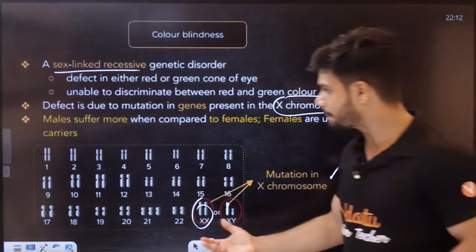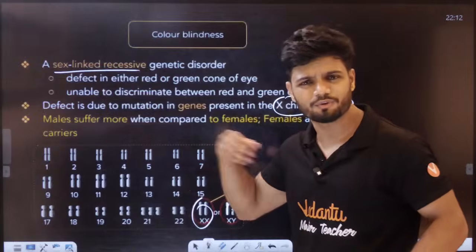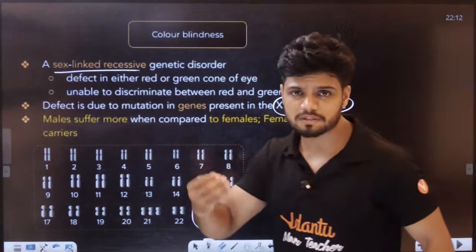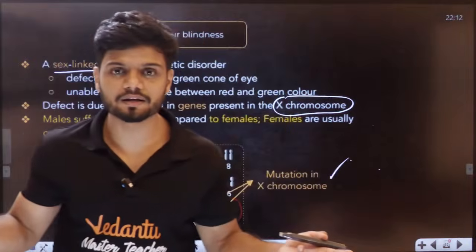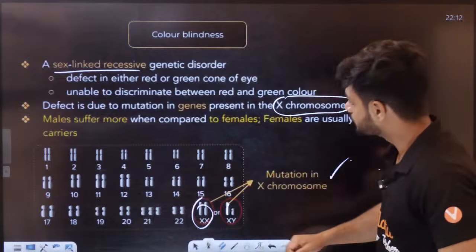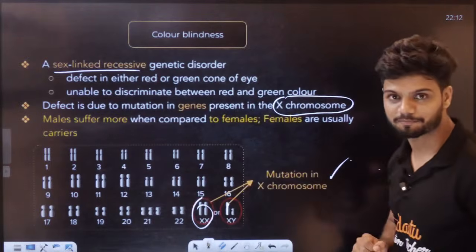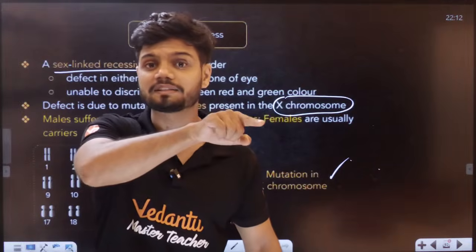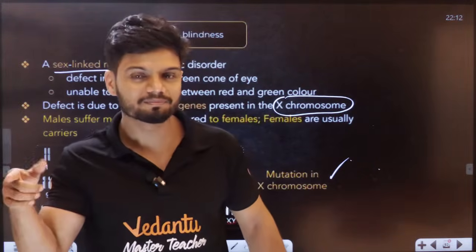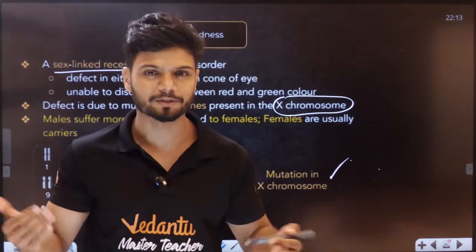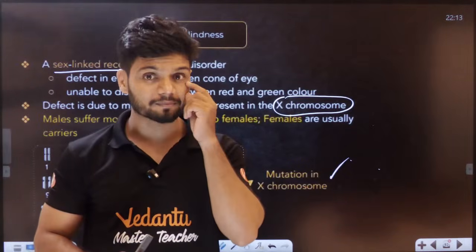Now here, generally males suffer more. Why? Because we only have one X chromosome, students. If that becomes defective, gone, we are colorblind. But in the case of female, there are two X chromosomes. Even if one is affected, they have a backup. So females are generally not affected. Okay. Students, do you want to know a fact?